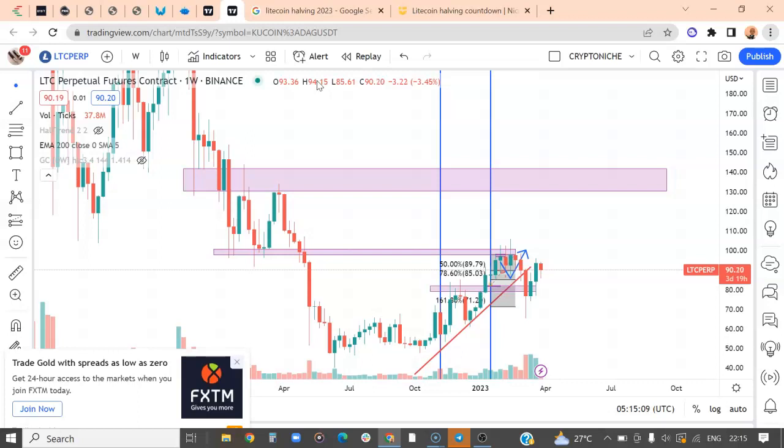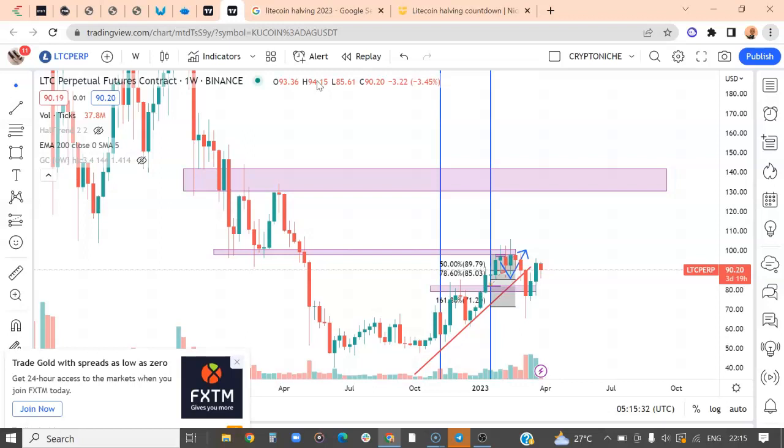Litecoin will pump. So it makes sense to start looking for buy opportunities on LTC.